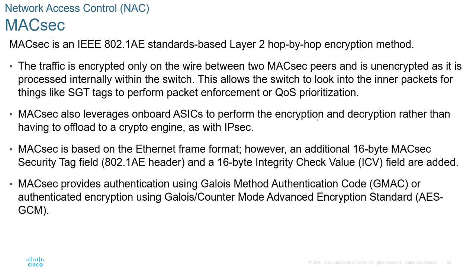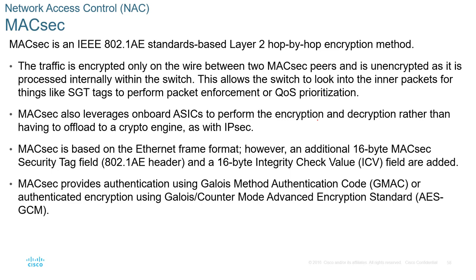Moving on, we have our MACsec. MACsec is an 802.1AE standard, a layer 2 based encryption method, hop by hop. This is a new set of protocols. Well, newer. The traffic is basically encrypted on the wire between two MACsec peers, and it's unencrypted as it processes internally within the switch. This allows the switch to look in the inner packet at things like tags to perform the appropriate enforcement. Whether it's tag enforcement, packet enforcement, QoS prioritization, it doesn't matter. It's looking to verify the appropriate policies and comply with them.